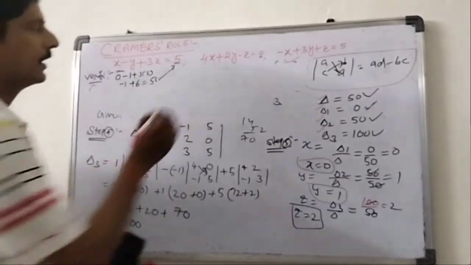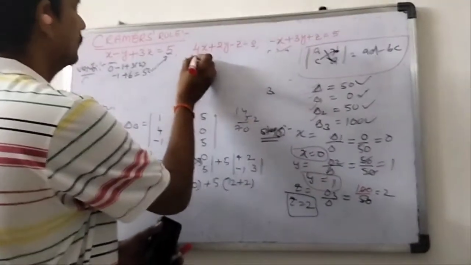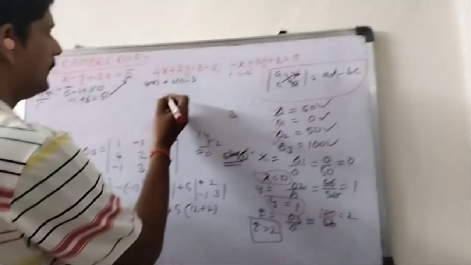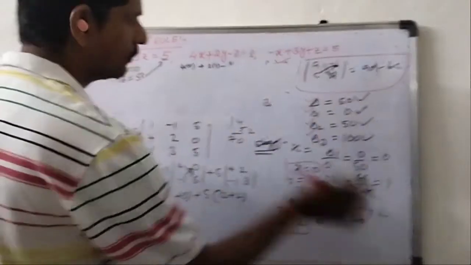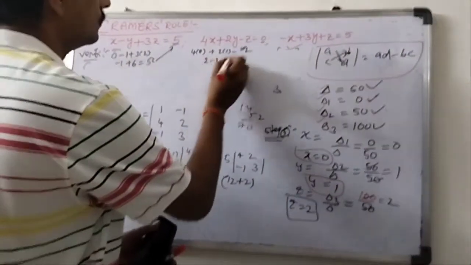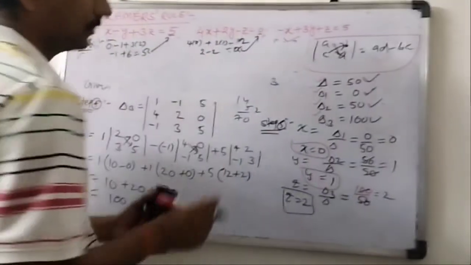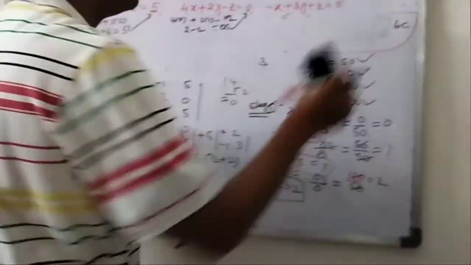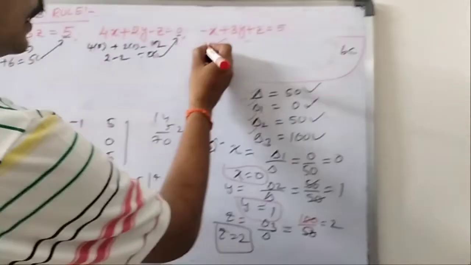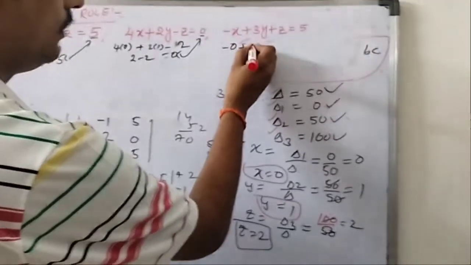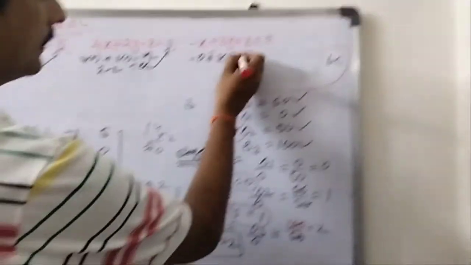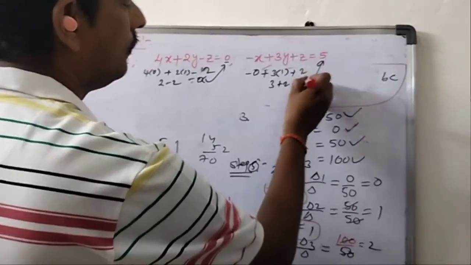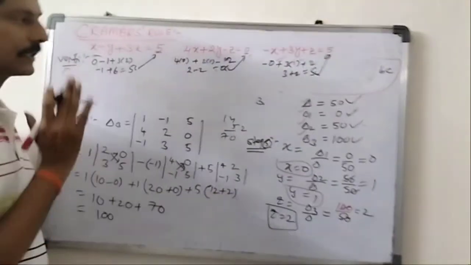Next, what is our x value? 0. Plus what is our y value? 1. What is our z value? Sorry, z value is 2. So 2 minus 2 is 0. 0 equals 0. It has to satisfy all three equations. So x value 0, y value 1, z value 2. 3 plus 2 is 5. 5 equals 5. Is it clear? So this is the correct solution.